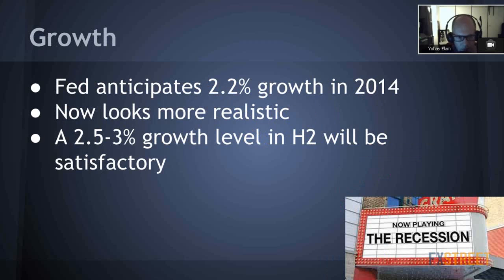Growth. The Fed anticipates 2.2% growth in 2014. That's a median estimate. After the recent GDP figures, it looks more realistic. I think we'll have in the second half of the year a growth rate of 2.5%, 3%, which will be satisfactory, not exciting, but good enough for an ongoing steady recovery of the US economy.